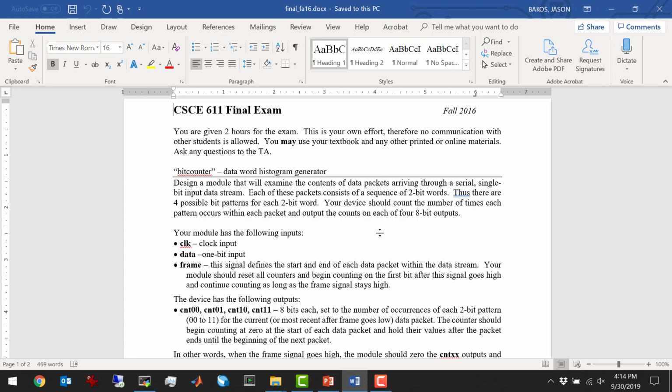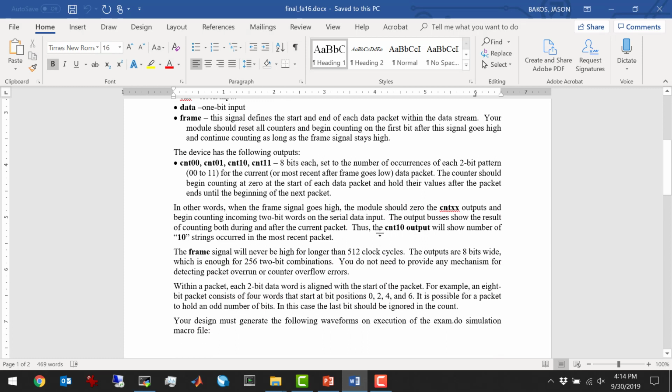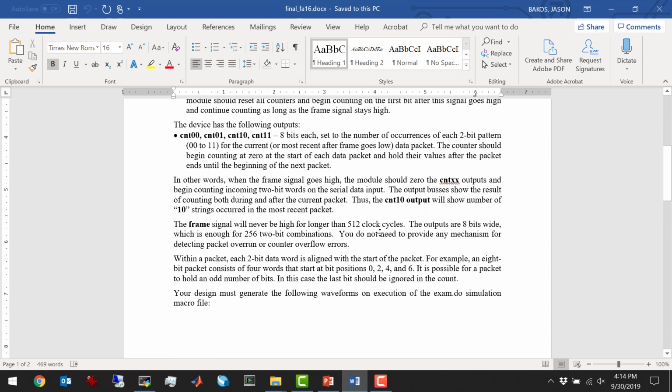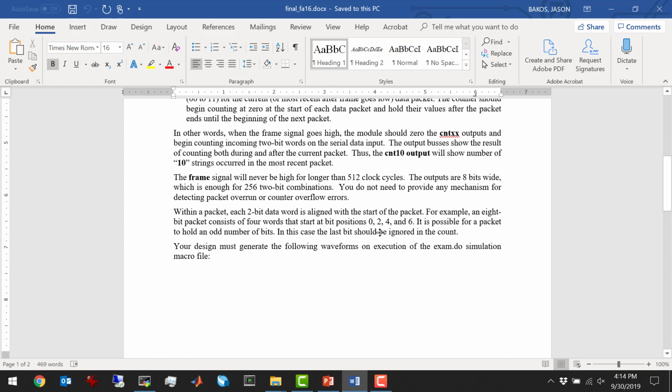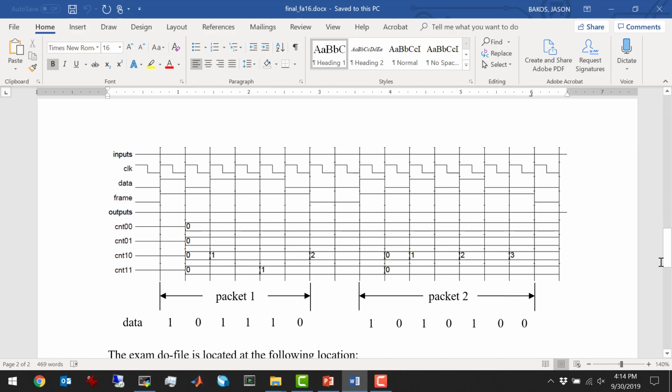Okay, when the frame signal goes high, the module should zero the count outputs and begin counting. The frame signal will never be high for longer than 512 cycles. Blah blah blah. Okay, so the most important thing is the timing diagram. It shows you how it works.